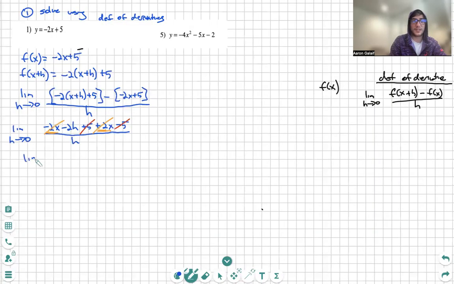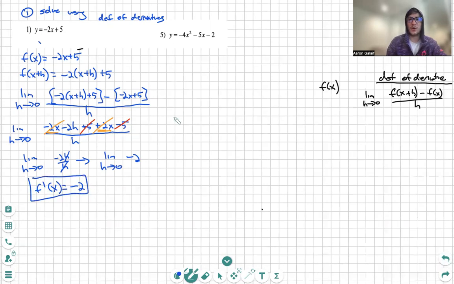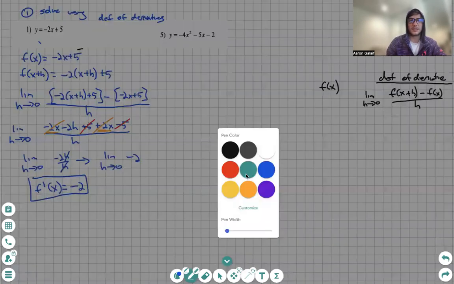So what is left? The limit as h approaches 0 of negative 2h over h, which means we can cancel the h's because they're like terms, right? Simplifying a fraction, the limit as h approaches 0 is negative 2. Thus, the derivative of this using the definition of the derivative is negative 2. So we would say f prime of x is equal to negative 2. Woo! That was fun. Let's do another one.